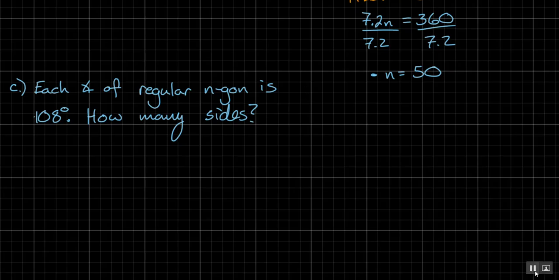I want to see if we can replicate this. N-gon. Or which are you looking here? Yeah. N equals 50. Or, and this one just says n-gon.